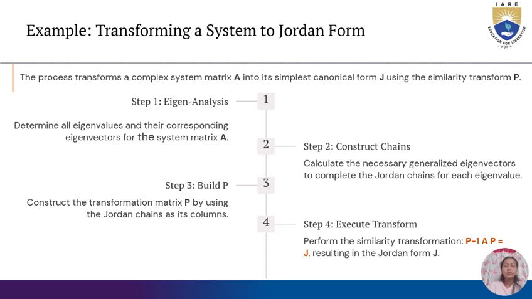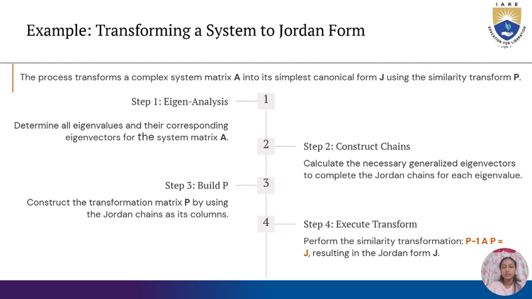So, example, transforming a system to Jordan form. Let's see. The process transforms a complex system matrix A into its simplest canonical form J using the similarity transform P. So step 1 is eigenanalysis. What is eigenanalysis? Eigenanalysis means to determine all eigenvalues and their corresponding eigenvectors for the system matrix A. And step 2 is construct chains.